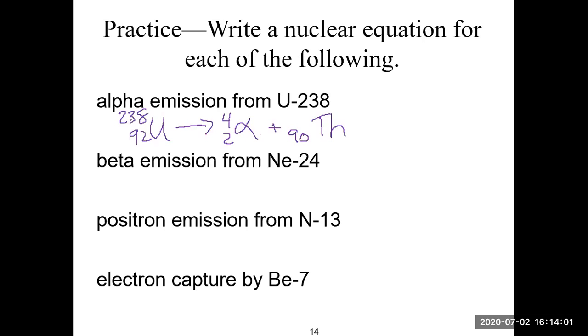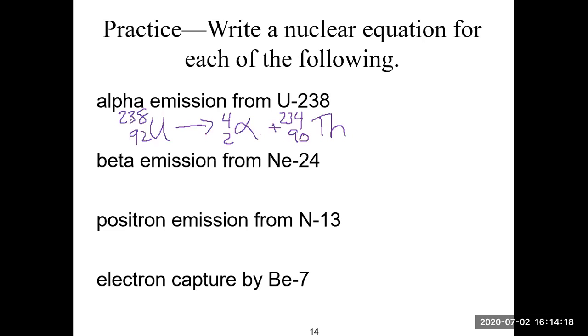And for our mass number, we have 238 on the left and 4 on the right. So 234 looks like a winner. Any questions on that first one?